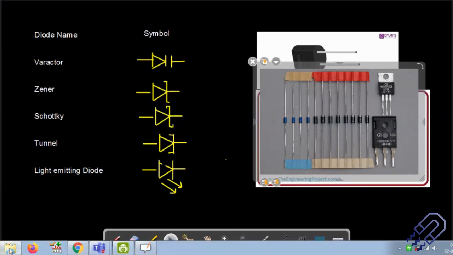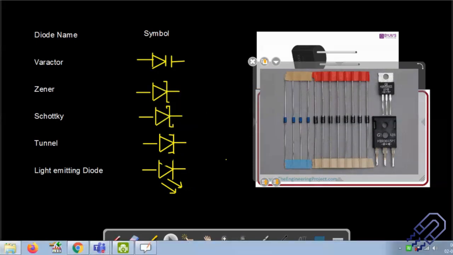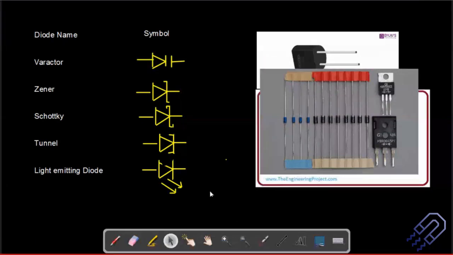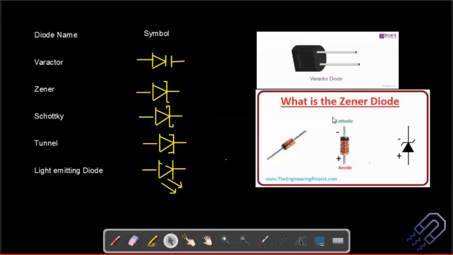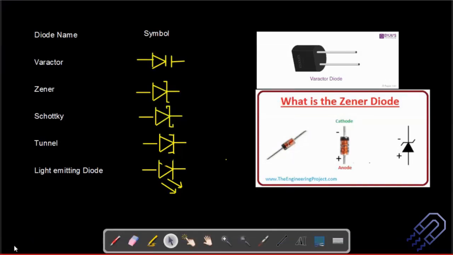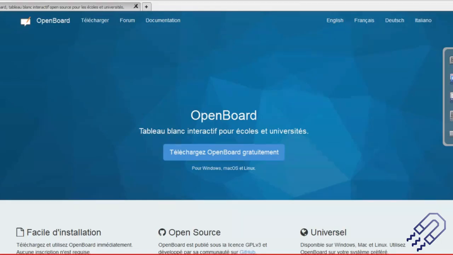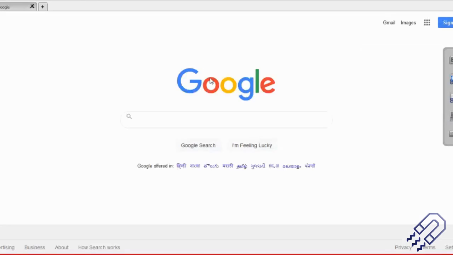Next we have got the tunnel diode. Let's see how the tunnel diode looks. The system is not supporting that anyway. So, different kinds of diodes, and how they look is important because we might actually be using them.